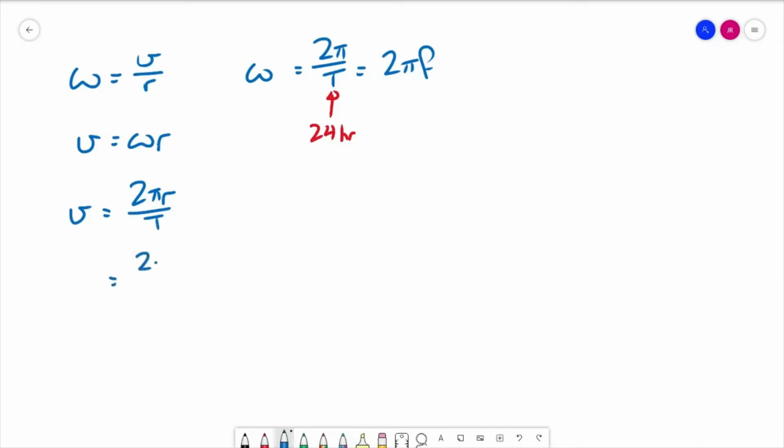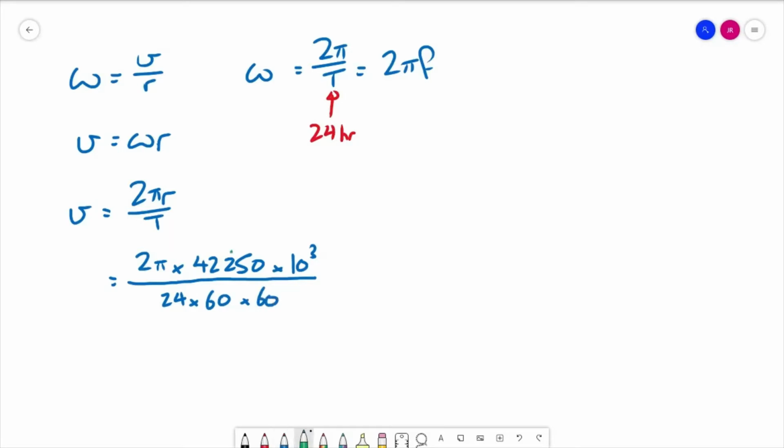Start to plug some numbers in, so 2 pi multiplied. Now, for r here, remember again it's the radius of the circle, so what we want is the distance from the centre of mass of the Earth. And therefore we want the value of 42,250 kilometres, so times 10 to the 3. And we're going to divide that by, again, the conversion from 1 day into seconds, 24 by 60 by 60.